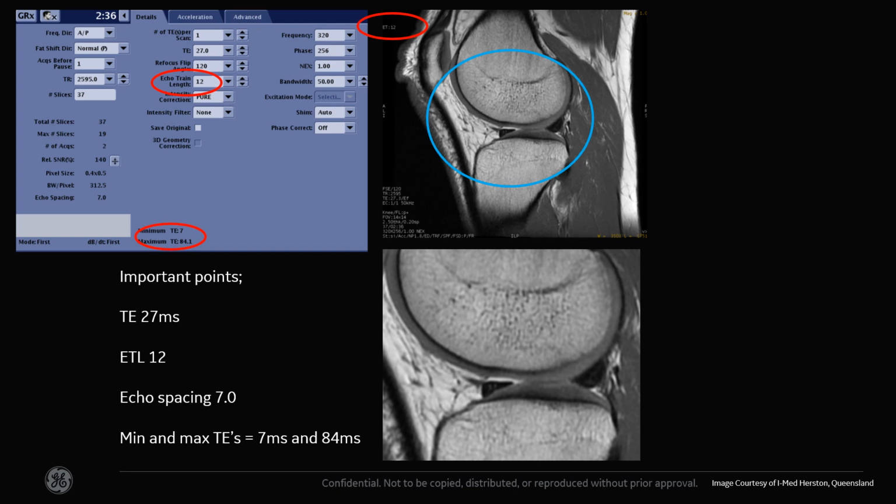The last important factors to note are the echo spacing, which is 7, which is really nice and tight for MSK imaging, and the minimum and maximum TEs, which are 7 milliseconds and 84 milliseconds respectively.